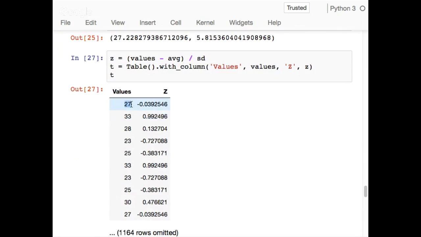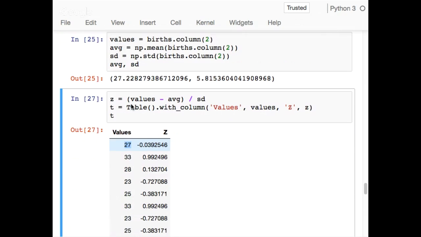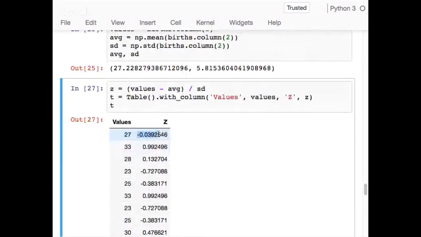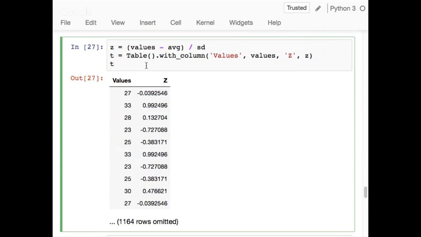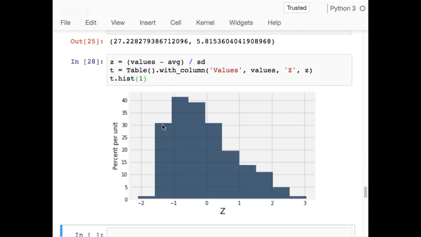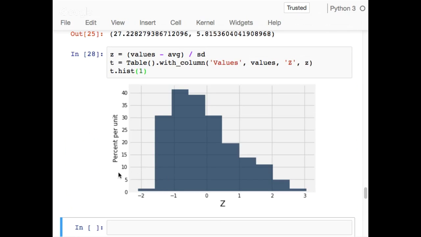Here are the original values of this maternal age column, and here are the values converted to standard units. So I can plot them on a histogram. I'm going to plot the z-scores. These are what are called the z-scores. So we plot those, and we see that we have the same shape as before.